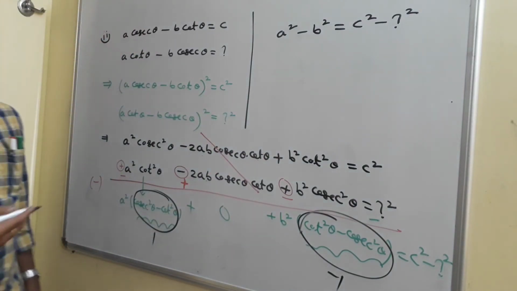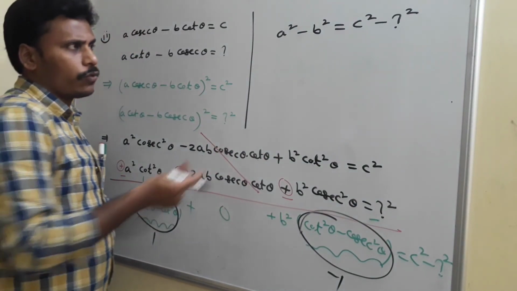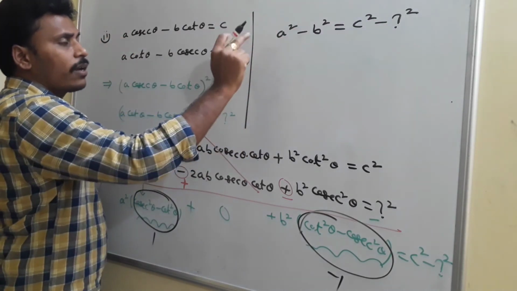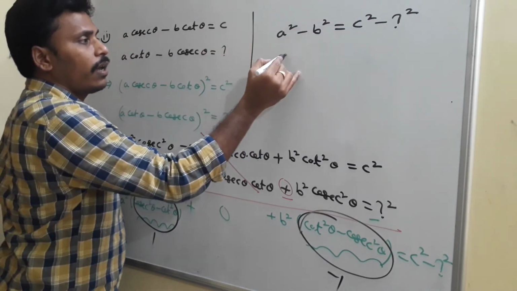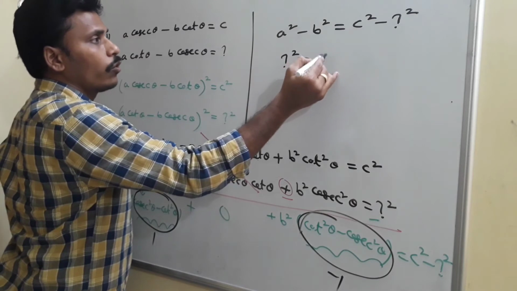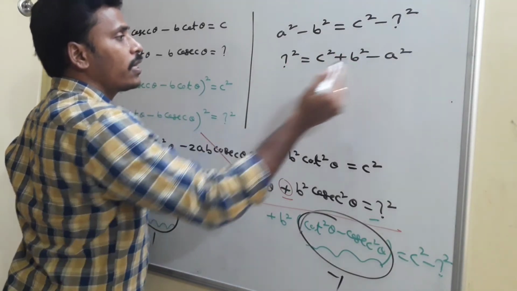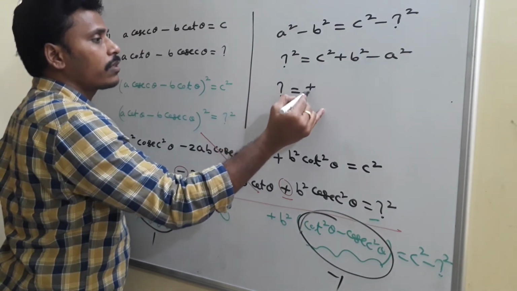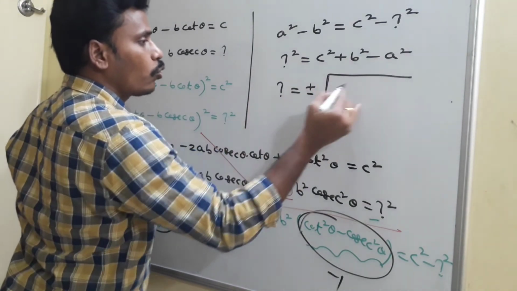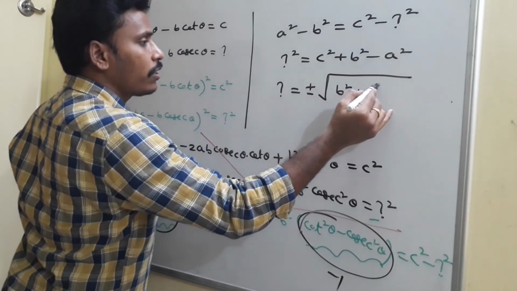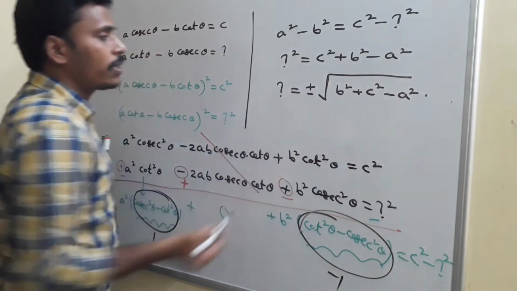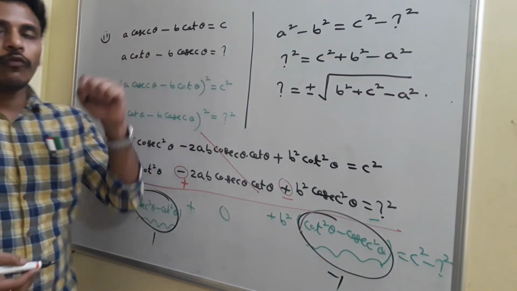And look at that, what do we need? We need the question mark value. So sending the question mark square to this side and a square minus b square to that side, it becomes question mark square equals c square plus b square minus a square. At the end, question mark equals plus or minus root of b square plus c square minus a square. That's the value for the question mark.